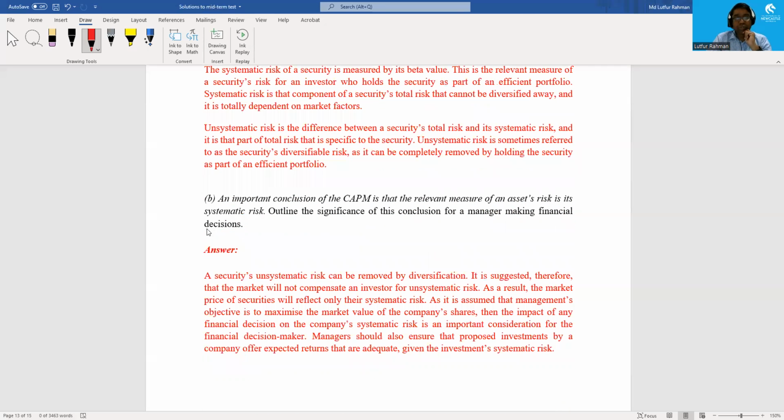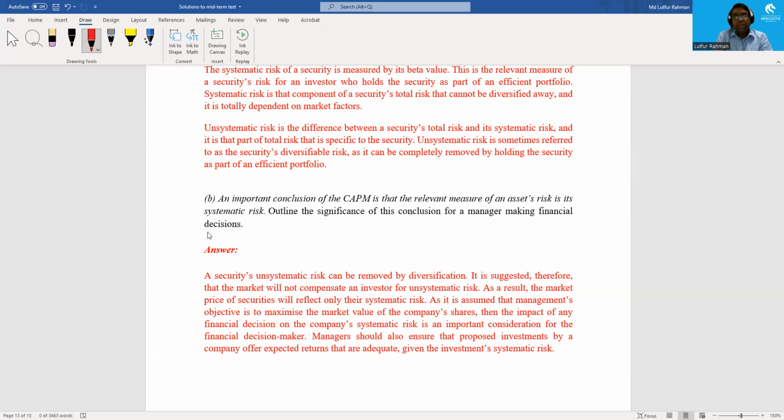The other part of this question was: an important conclusion of the CAPM, the capital asset pricing model, is that the relevant measure of an asset's risk is its systematic risk. Outline the significance of this conclusion for a manager making financial decisions.